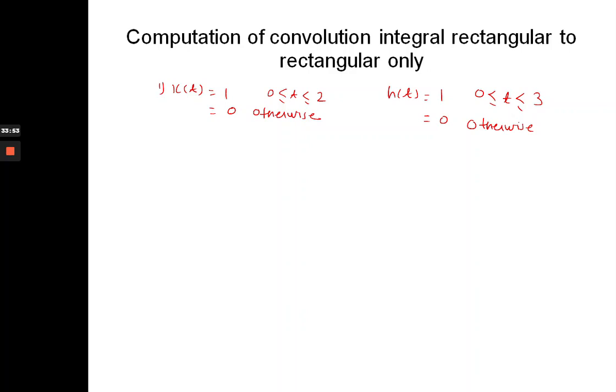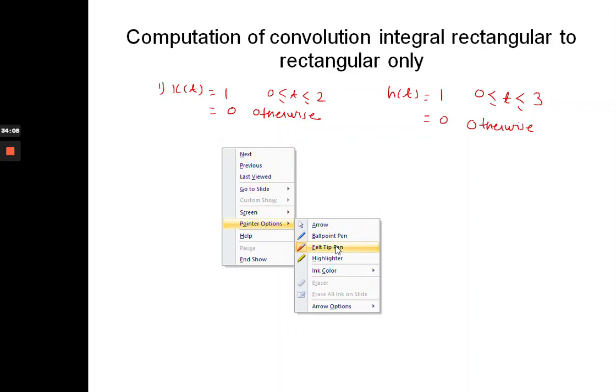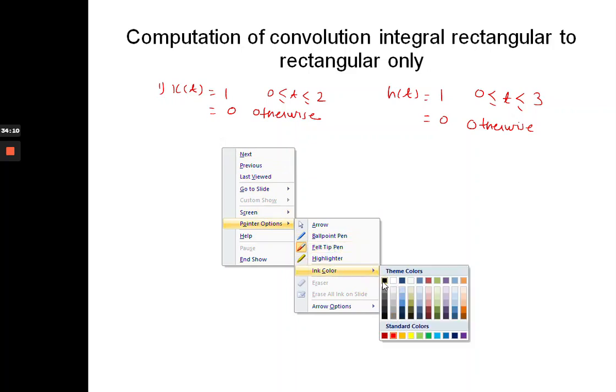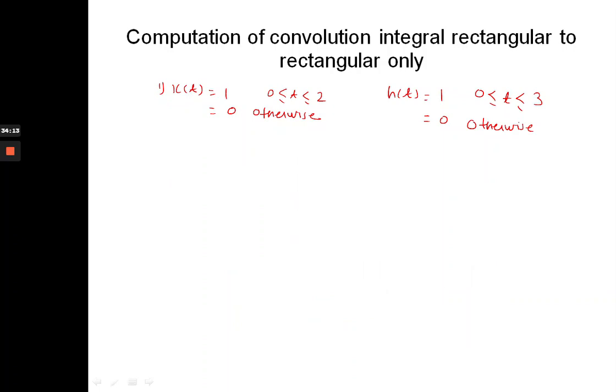First signal starts from 0 to 2 and second signal starts from 0 to 3. Now first we will draw this waveform on the dummy variable axis, that is tau. This is the first step. This is 0, 1, 2. This exists only from 0 to 2. This is x of tau.